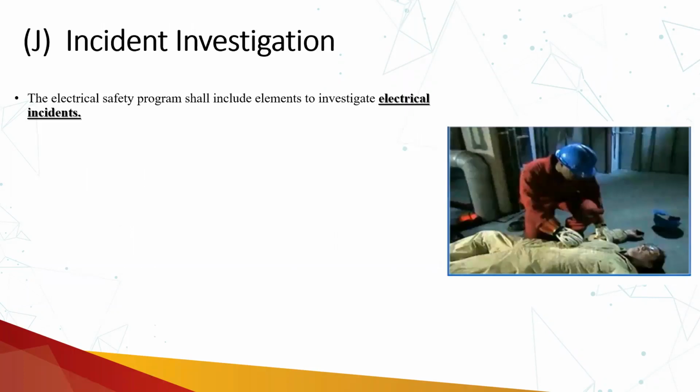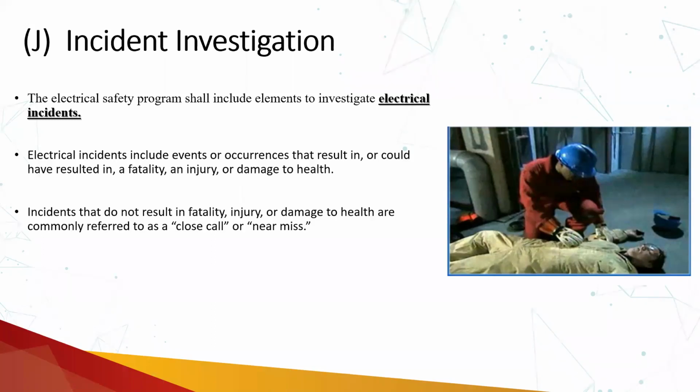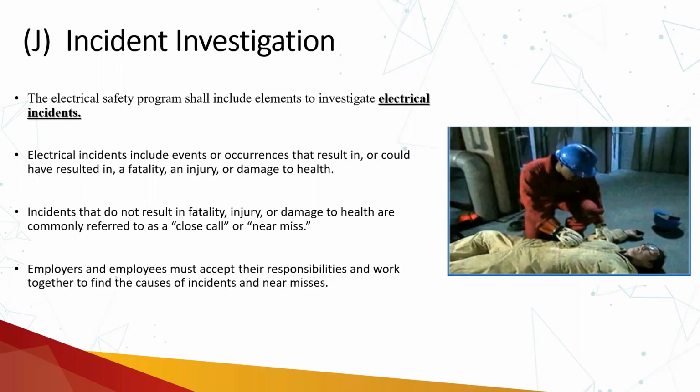Okay. Next one is related to J, incident investigation. The electrical safety program shall include elements to investigate electrical incidents. So this is also one of the important components of the electrical safety program. When you are developing your electrical safety program, it should have elements to investigate electrical incidents. Electrical incidents include events or occurrences that result in or could have resulted in fatality, injury, or damage to health. Incidents that do not result in fatality, injury, or damage to health are commonly referred to as close calls or near misses. Employers and employees must accept their responsibility and work together to find the causes of incidents and those near misses. This is as per the requirement of article 110.5J.